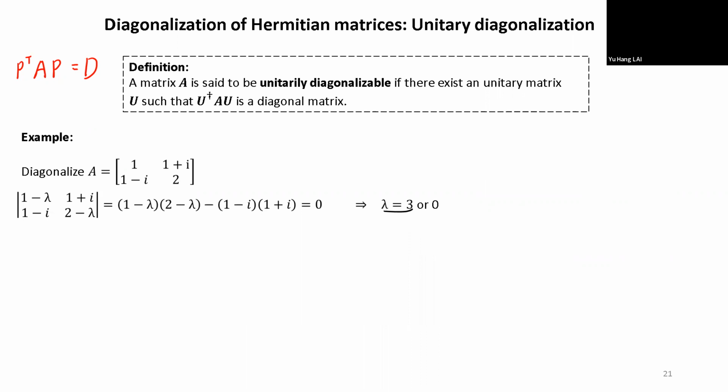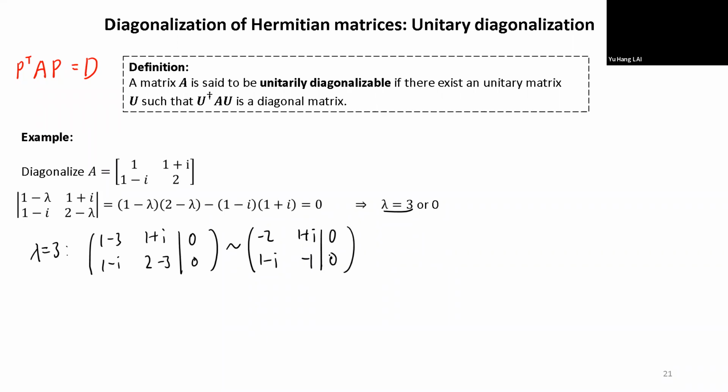The process is actually still Gaussian elimination, but now you allow complex numbers to be in the game. For lambda equals 3, the augmented matrix is: 1 minus 3, and this is 1 plus i, 1 minus i, 2 minus 3. This is the augmented matrix that we have. Go ahead and make this to be minus 2, and this is 1 plus i, 1 minus i, and this is minus 1.